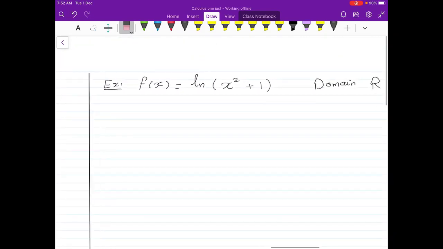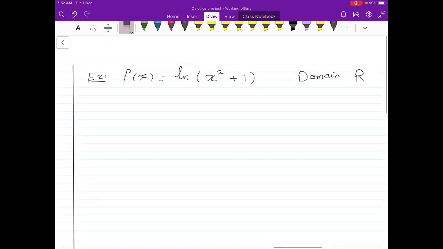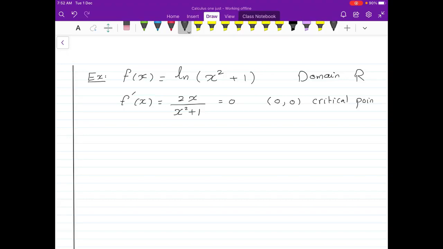If we take the function f of x equal ln of x squared plus 1, we want to try to sketch this graph. Now, the domain is all real numbers. What is f prime of x? It equals 2x over x squared plus 1. So this is equal to 0 when x equals 0, so we get the critical point 0, 0. Why 0, 0? The critical point, because we substitute 0 in ln of 0 squared plus 1.